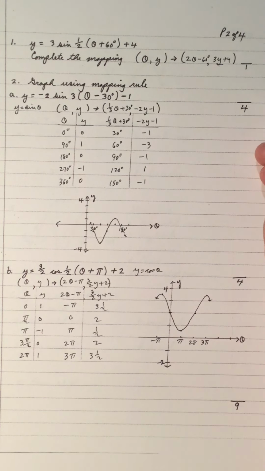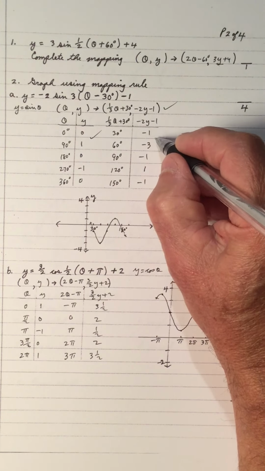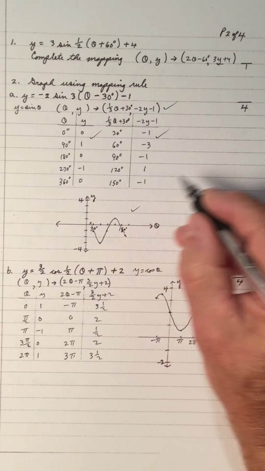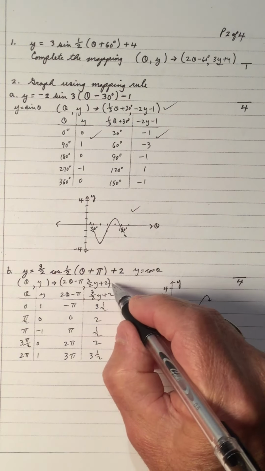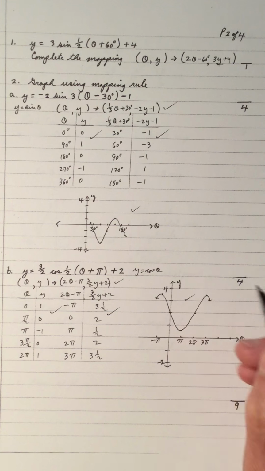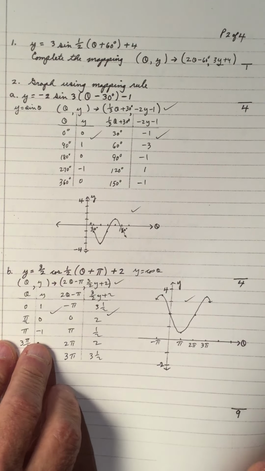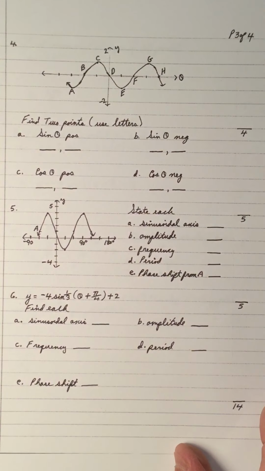And so in the markings, if you have the mapping rule, mark. If you have this table, mark. Another mark, graph, another mark, 4 altogether. And same here, mapping rule, table, other table, and the graph, 4 marks, 9 together. 9 on that page in total. Okay, let's continue.